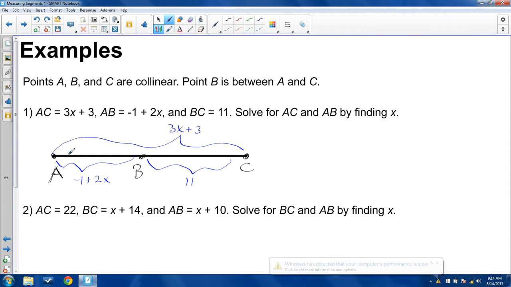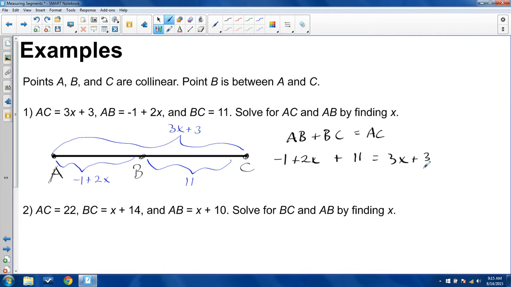So here what that means is, if I want to find the length of AC, and not necessarily I need to find that length, I need to find x. But in order to do that, I need to create some sort of equation. The best one I can do is an addition problem where I can say if I add AB with BC, I will get AC, that entire length. Now I'm not going to use absolute values here because this is addition, it's not subtraction. So AB is -1 plus 2x, BC is 11, and AC is 3x plus 3.